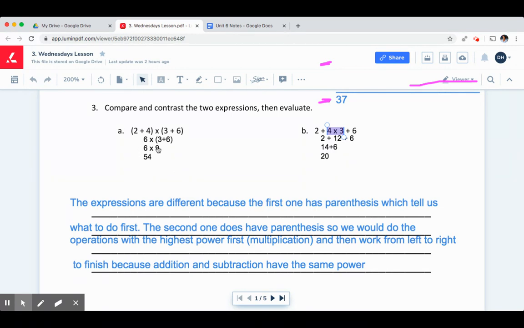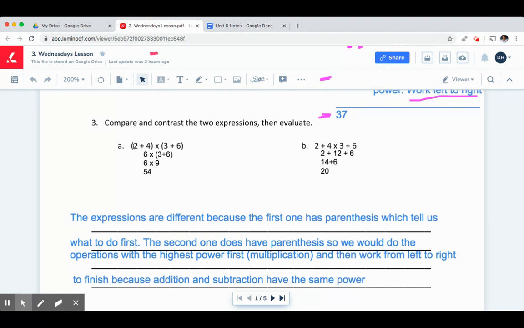So let's go ahead and solve A together. For A, there are two sets of parentheses, so I solve both sets of parentheses first. And I start with the one on the left. 2 plus 4 gets me 6. And then I rewrite the rest of my expression. Notice that I'm solving step by step and I'm not trying to solve all at once. Next, 3 plus 6 is in parentheses, so I solve that. And my next step is 6 written as 6 times 9 because 3 plus 6 is 9. And then last, I finish solving by multiplying 6 and 9 to get 54.